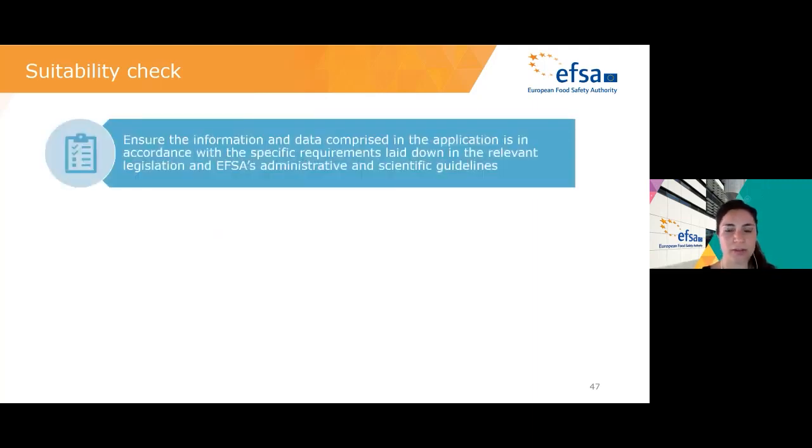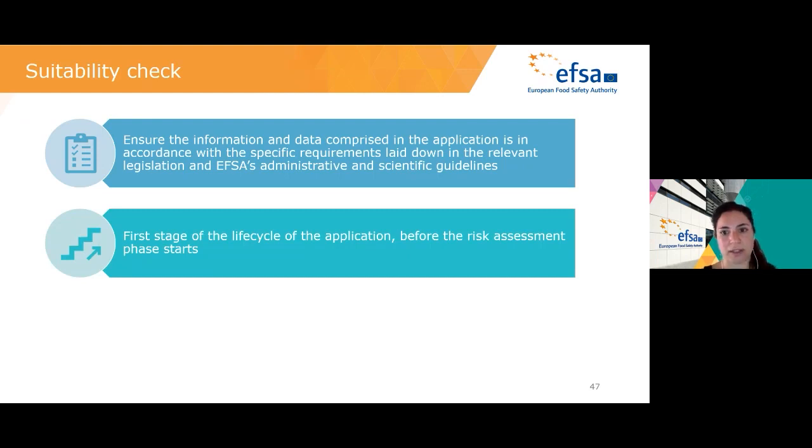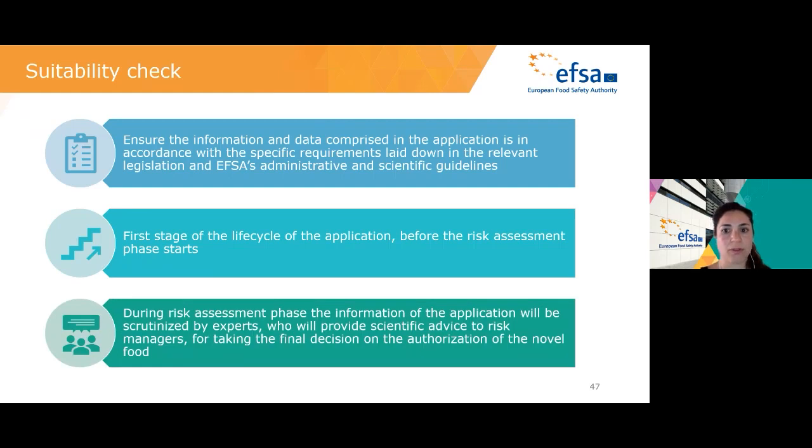It is a thorough check of the dossier where we ensure that the information and documents provided by the applicant are in line with the novel food regulation as well as with the specific requirements established in the EFSA administrative and scientific guidelines. This check is comprised within the validity check performed by the European Commission, who consults EFSA on the suitability of the data. It is part of the first stage of the life cycle of the application in EFSA, performed before the risk assessment starts. It is during the risk assessment phase when the information of the application will be assessed by the experts to provide a sound scientific advice to the risk managers, that is the European Commission, who will finally take the decision on the authorization of the novel food.